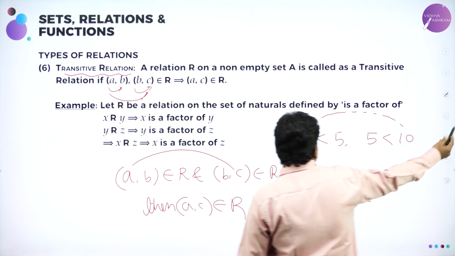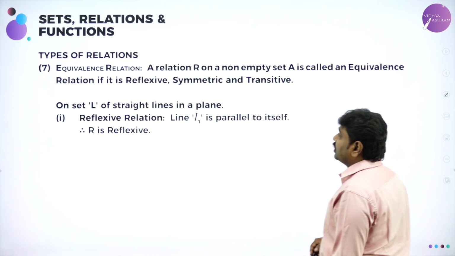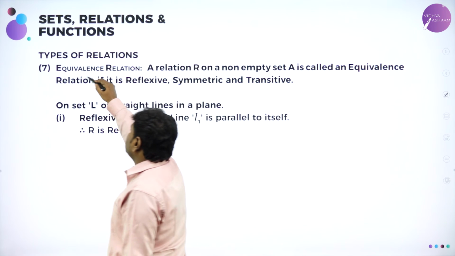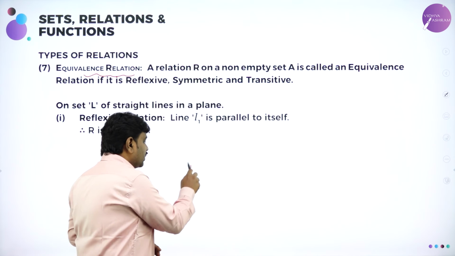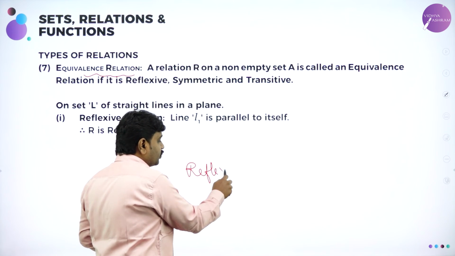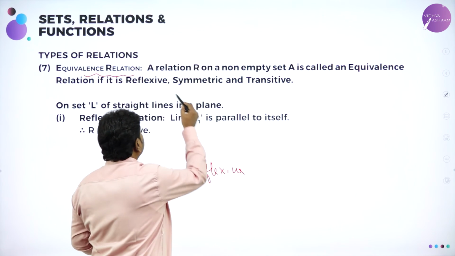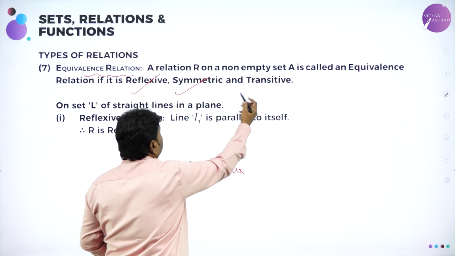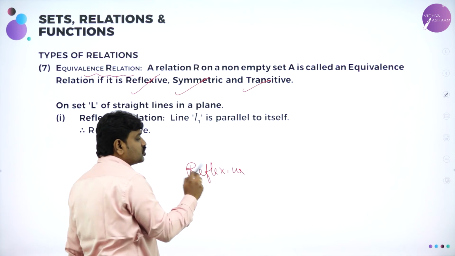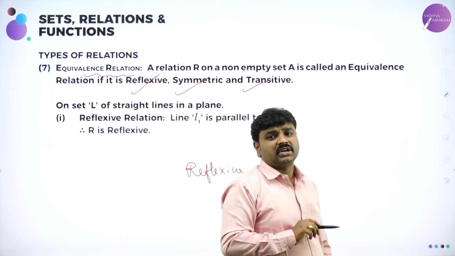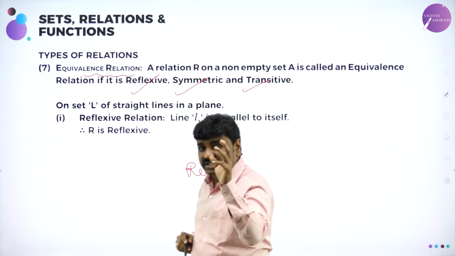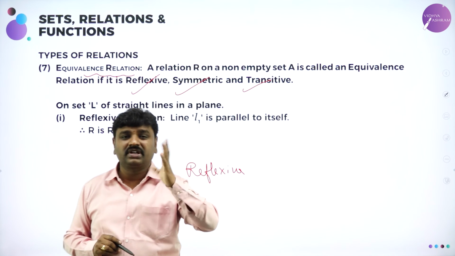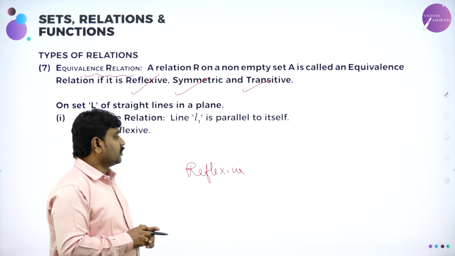And last but important, that is equivalence. So, equivalence relation. A relation is said to be equivalence if it is reflexive, symmetric and transitive. If all three hold good, then we call that relation as what? Equivalence. If a relation is reflexive and symmetric and transitive, then it is equivalence.